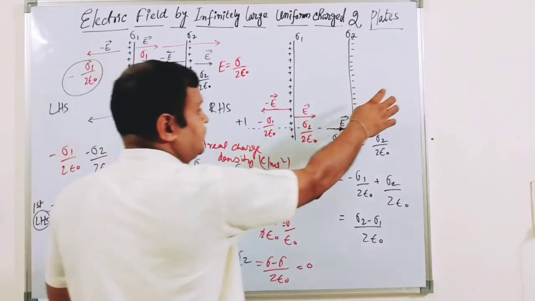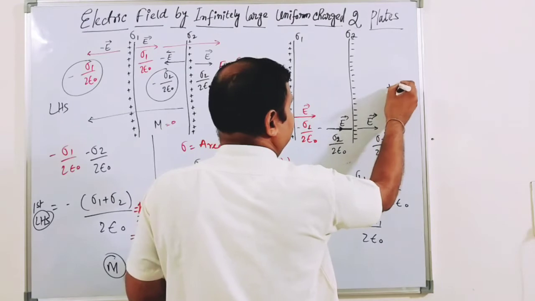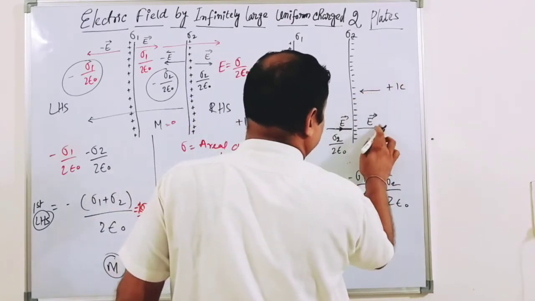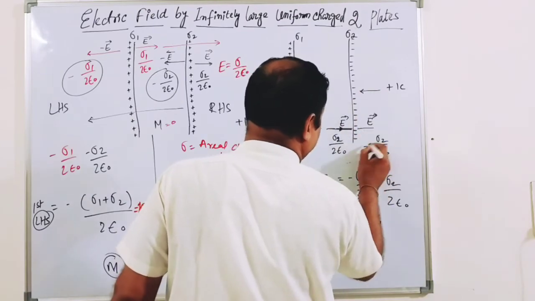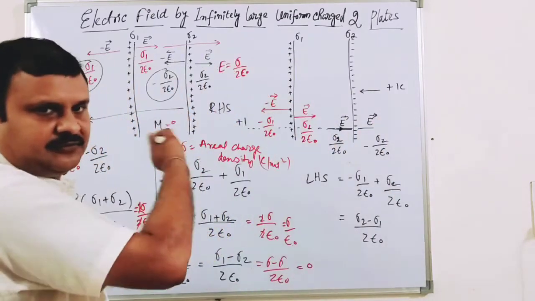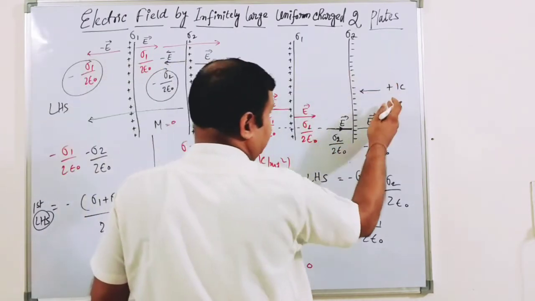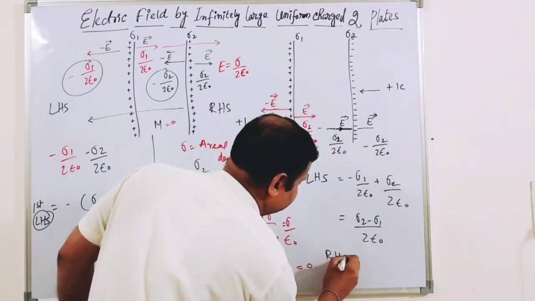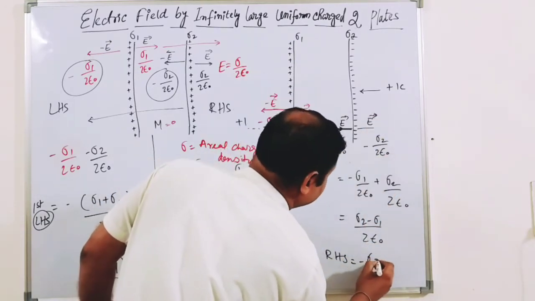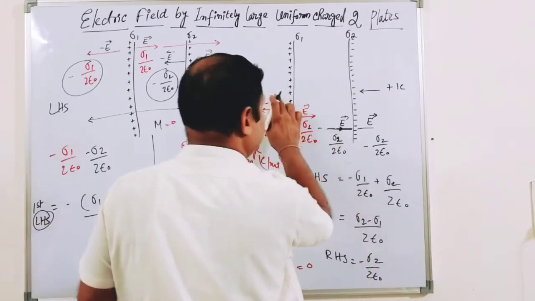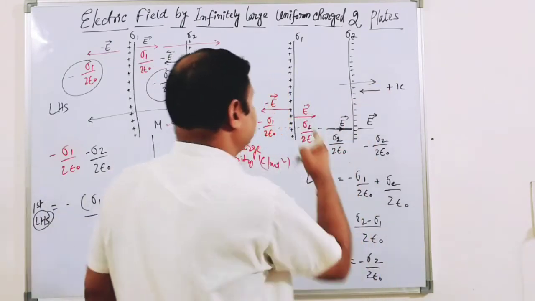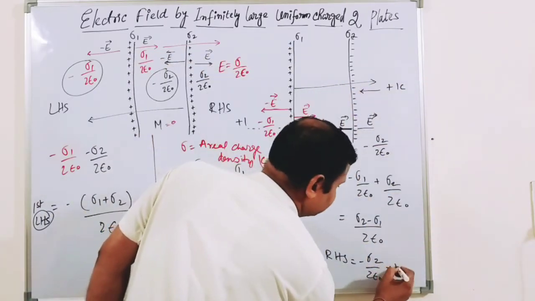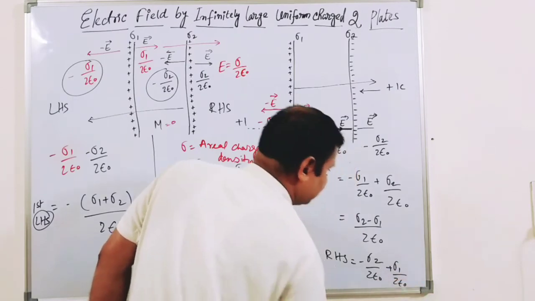Similarly, consider a test charge here to find the field effect. This one is positive and this one is negative, so the field will point to the left side. The field generated by the negative plate points to the right-hand side, so it will be minus sigma 2 by 2 epsilon naught. For the positive plate, the test charge is repelled, so it points in the positive direction, and this will be sigma 1 over 2 epsilon naught.